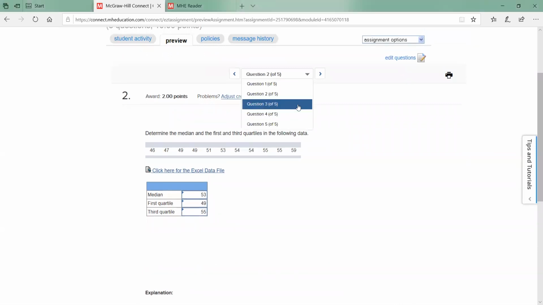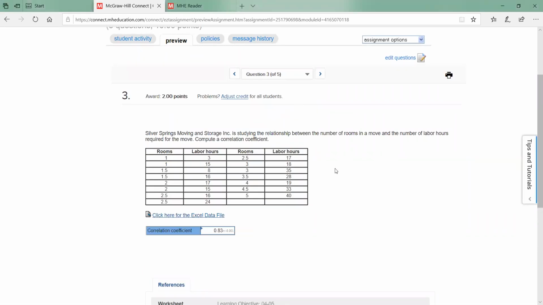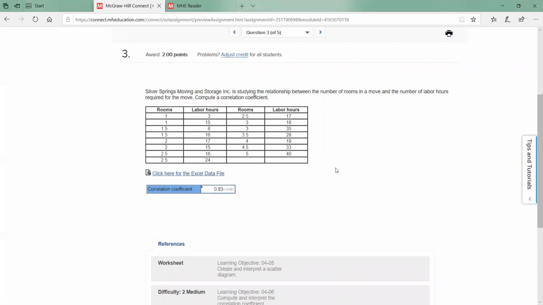Now, problem 3 is they want you to do a correlation coefficient. I went ahead and worked this out in Excel, and I'll send this to you. So here's what you got to do on this one. Follow your formula on your correlation coefficient. I went ahead and set up a table. And as you can see, I have calculated the mean. Excel did not round these, by the way.